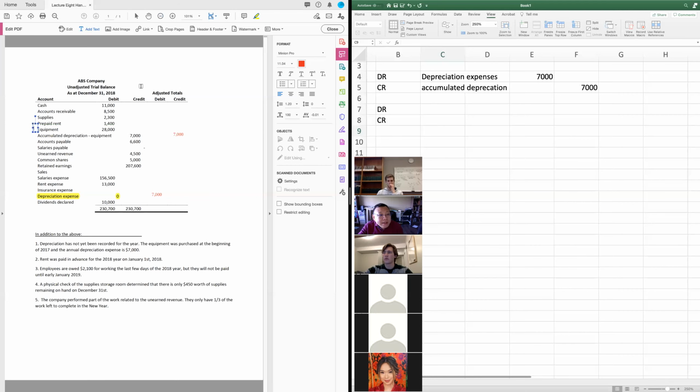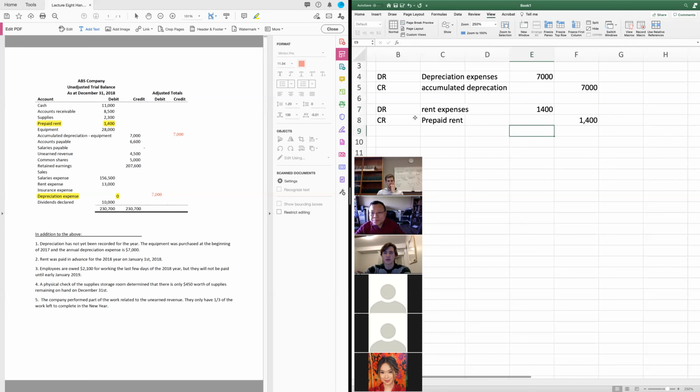But if you take a look, right now the balance is 1,400. How can I make this 0 then? Debit or credit prepaid? Wouldn't it be credit prepaid? Very good. Thank you. You credit prepaid rent, so the balance will decrease, and you're going to recognize the rent expense.